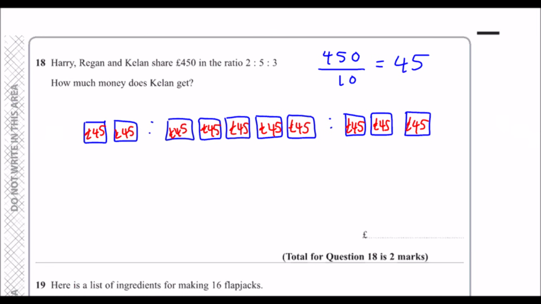So how much money does Keelan get? Which one's Keelan? So we've got Harry, Regan and Keelan. So Keelan gets 3 lots of 45. So 2 45s are 90, plus another 45, that's 135. So 45 times 3, 135 pounds.